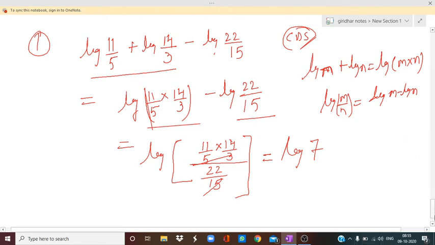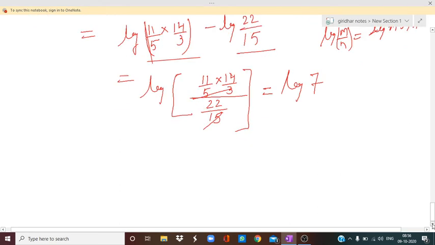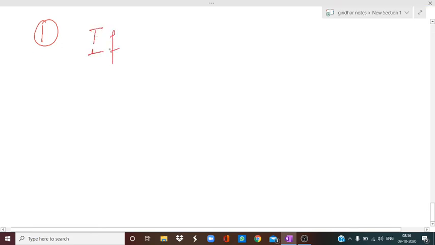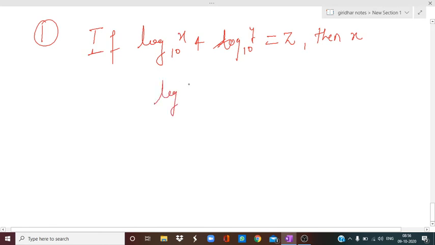Look at another situation. The question is: if log x with base 10 plus log y with base 10 equals z, then what is the value of x? Since the base is the same, you can apply the property. So log m plus log n is log m into n with base 10, which is equal to the given z.